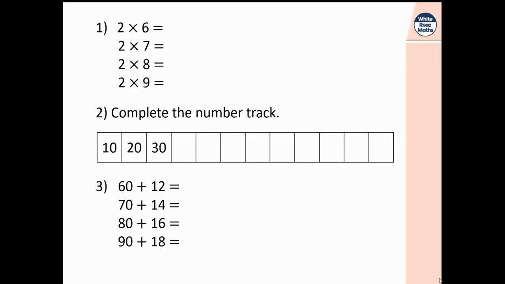So could you answer questions 1, 2 and 3 on a piece of paper, and you will need to pause the video now.